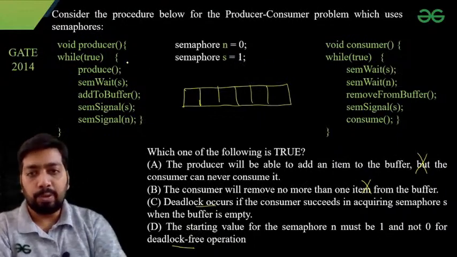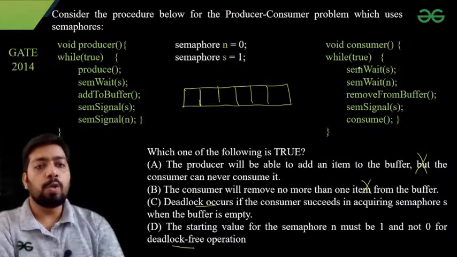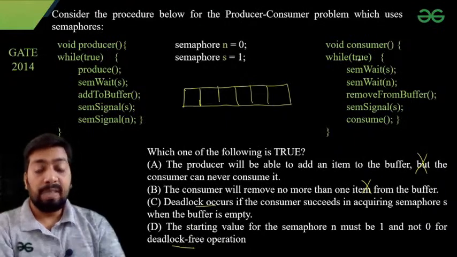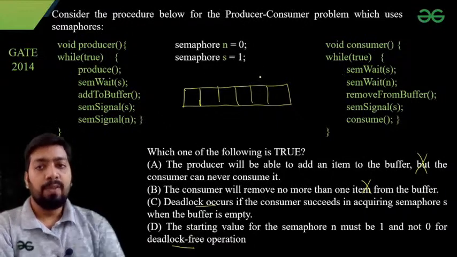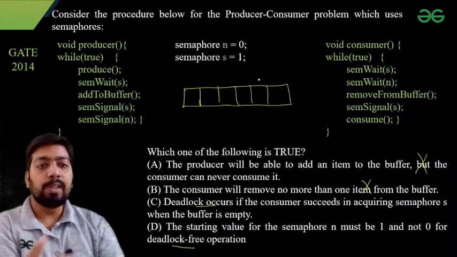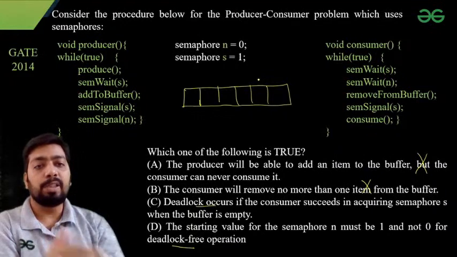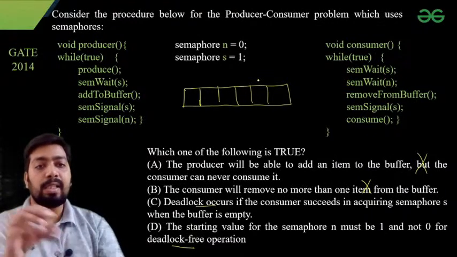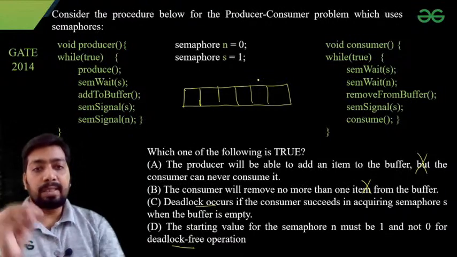Suppose before producing any item, the consumer wants to consume one item. Fine. The items are not even created yet. So what will happen? It should not happen first of all. Without producing any item, the consumer should not consume any item, or the consumer should not try to consume. It should not enter its critical section. It should not be given any access to the buffer.